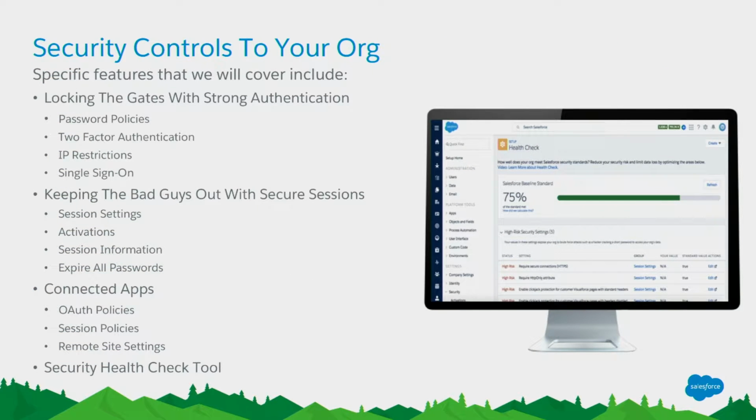Here is an agenda for today's talk. First, we are going to talk about strong authentication, how you can enable strong authentication using different things like password policies, two-factor authentication, IP restriction, single sign-on. Then Vinay will talk about how you can further keep the bad guys out of your org. He will also talk about how you can connect third-party apps to your org securely. And at last, we are going to mention the security health check tool.